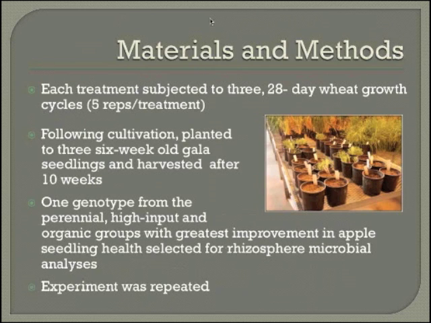And so we grew these, we did a couple cycles in the pots, and after the wheat was done, we planted apples into those systems, looked at apple health after 10 weeks, and then took one group from each of those and looked at the microbial community that was living in the rhizosphere and repeated the experiment.